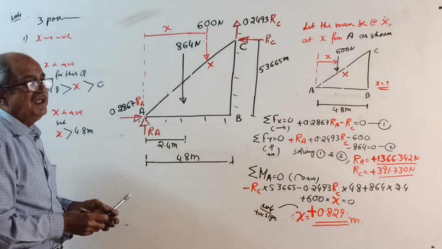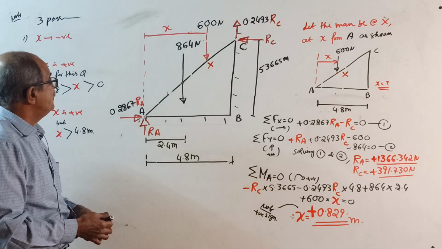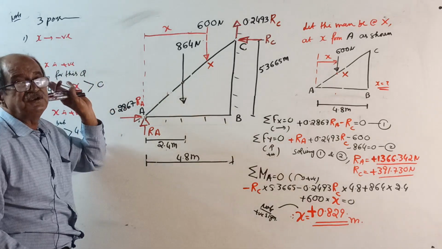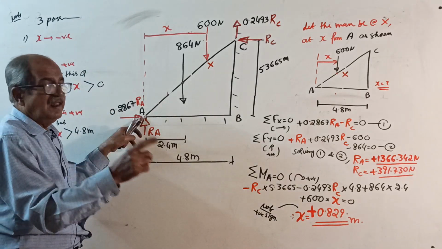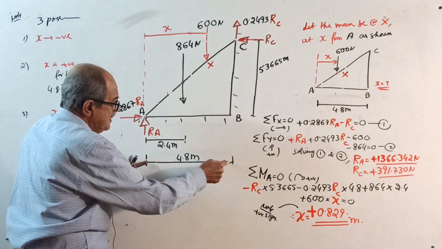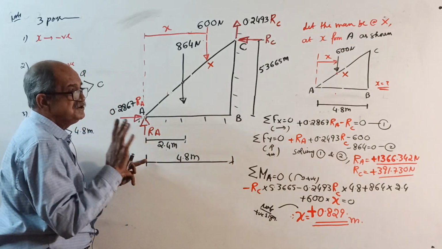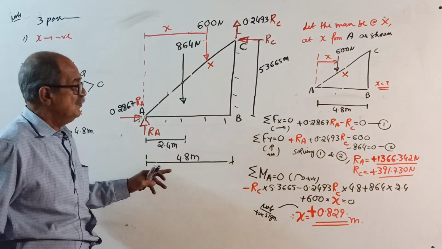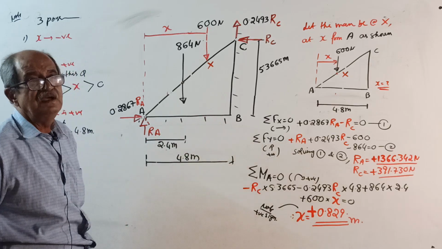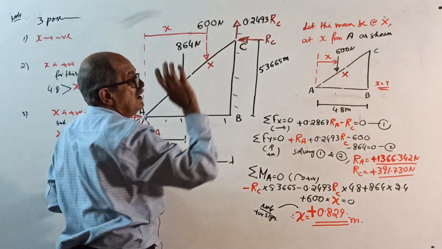Actually, what you have to remember is x is positive. First, negative: one question, one solution possible. Second, x is positive, lies after 0 within this length, whatever this length is in the question. Last possibility is x comes more than this horizontal length, not 4.8 in general. That is somewhere here it will come.